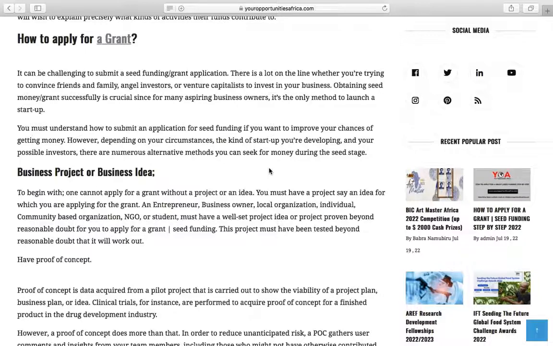As a person, or as an entrepreneur, or as a business, you need to position yourself well. You need to have a running project. You need to have an idea. You must have a project, say a working model that you're working on that really fits into the category of the grant that you're trying to apply for.